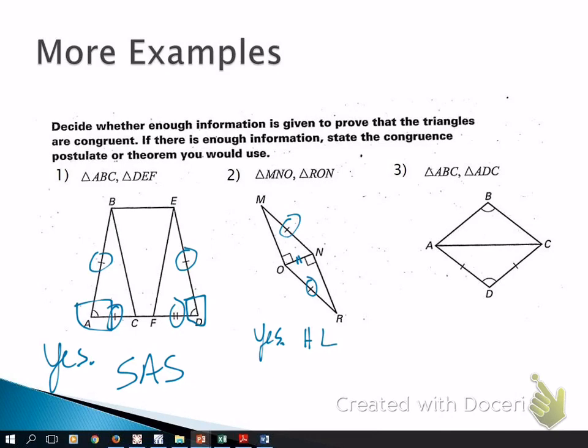Okay? And number three, do we have any of our shortcuts? Three sides to three sides? No. Two sides and an angle. Well, we've got two sides that are marked congruent to each other here, but they are not marked congruent to their corresponding sides over there. So this is not side angle side.